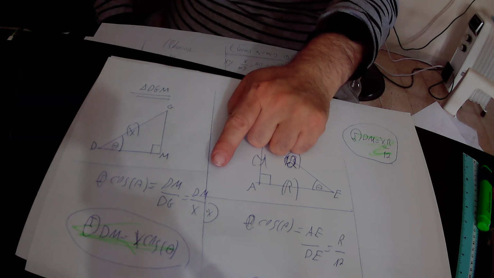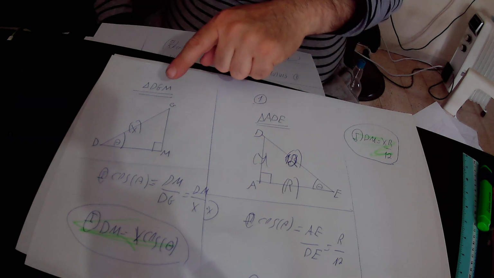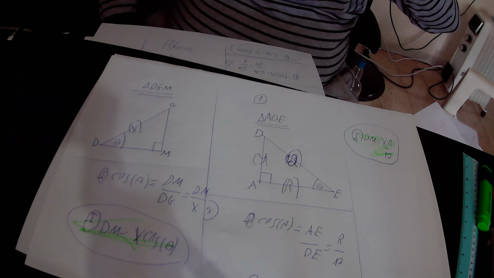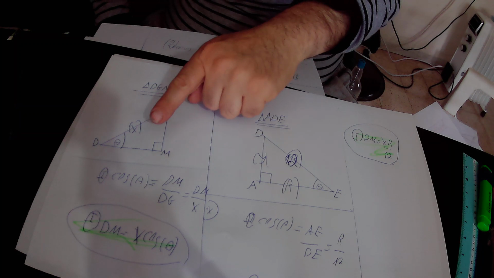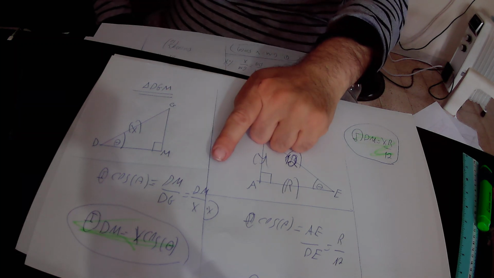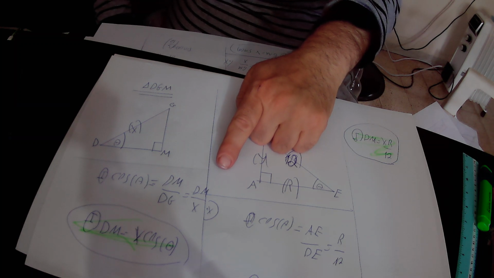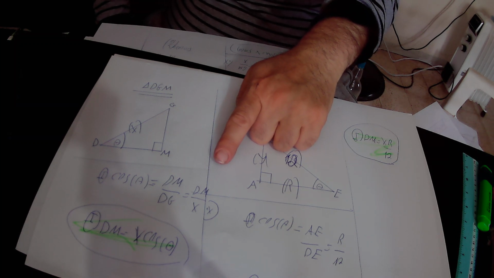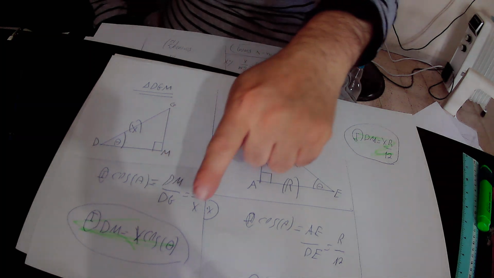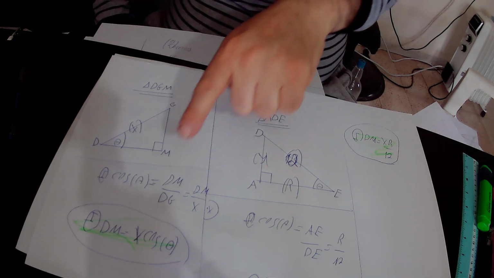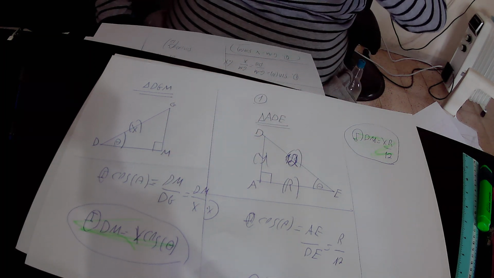DM is the missing side, so we leave it as it is, and DG equals x according to what is given in the equation. So in conclusion, we have known that according to equation 1, cosine theta equals DM over x. We multiplied this equation by x, and finally found out that DM equals x times cosine theta. Again, according to equation 1, DM equals x times cosine theta.